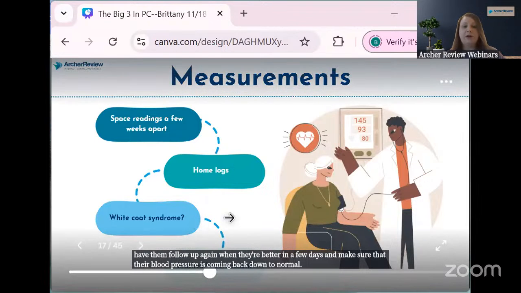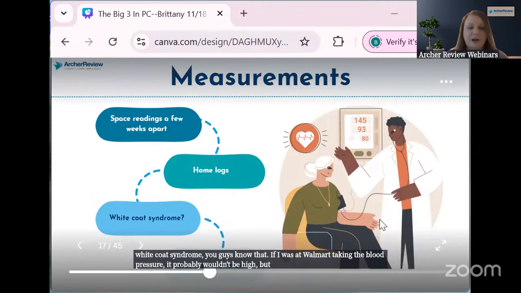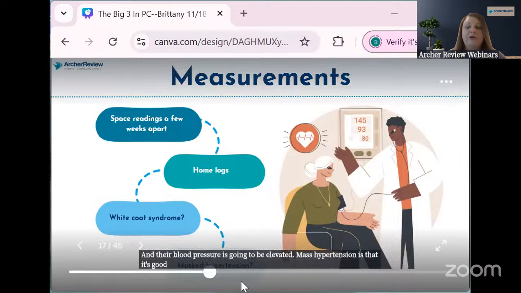White coat syndrome, you guys know that. If I was at Walmart taking the blood pressure, it probably wouldn't be high, but because they're here in my office, they're kind of nervous, kind of stressed, maybe not feeling good, and their blood pressure is going to be elevated. Masked hypertension is that it's good when they're here at the office, but it's high at home.